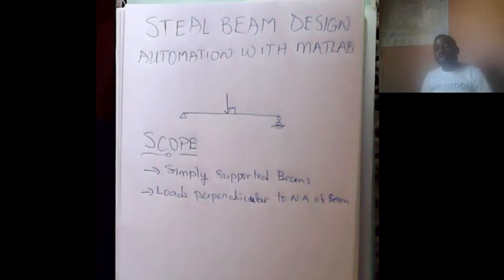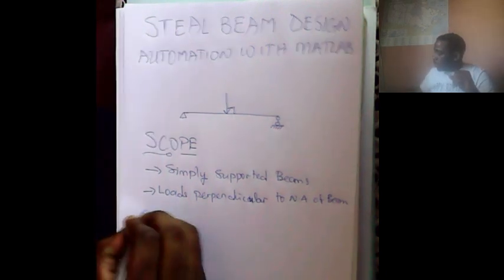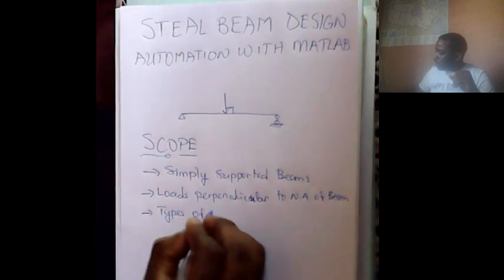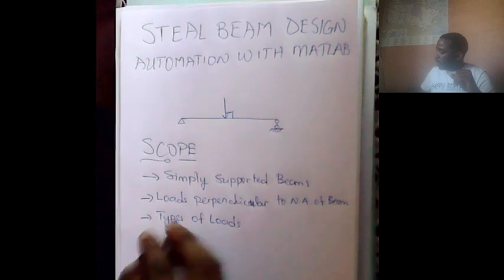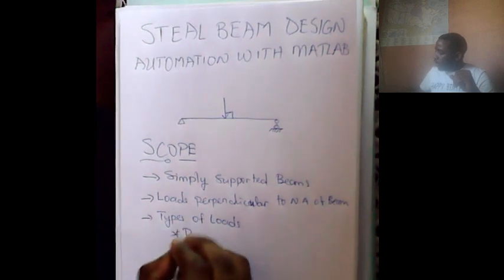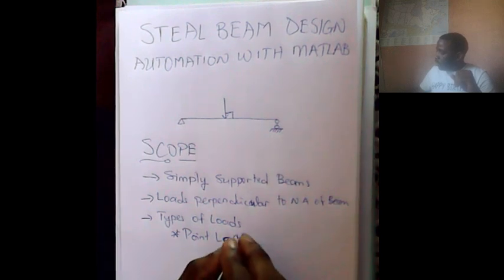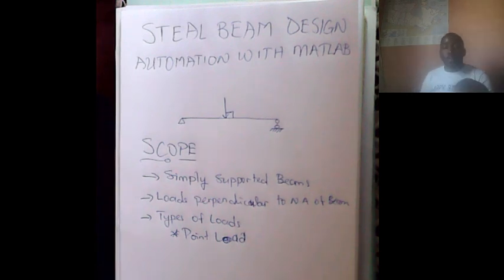And then we'll take into consideration basically three types of loads. The types of loads we want to consider: point load first. In our application, a user should be able to indicate where the point load is located on the beam.